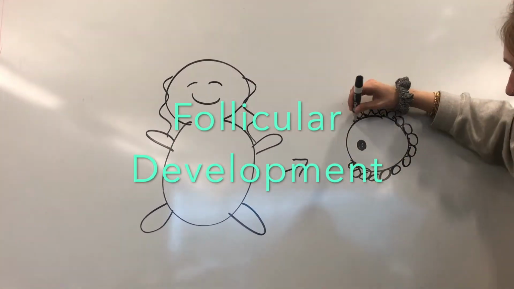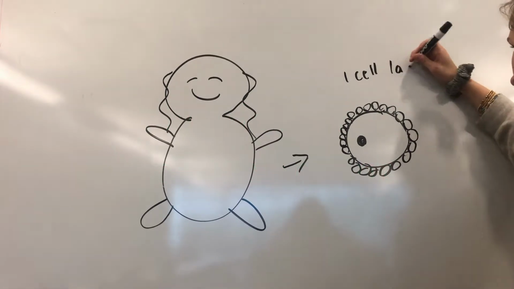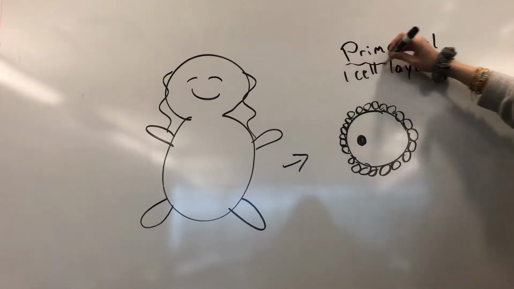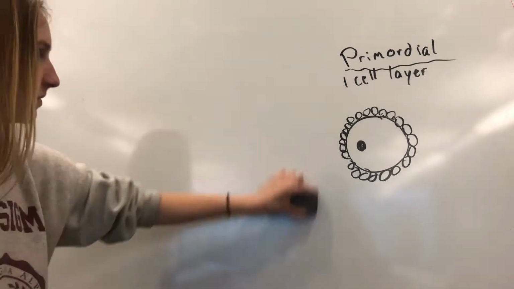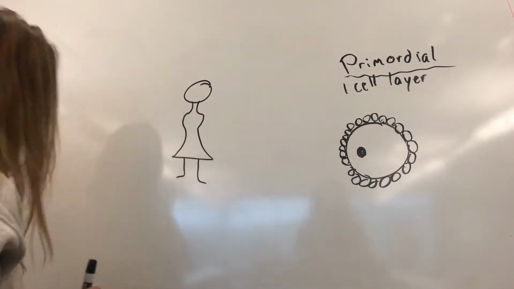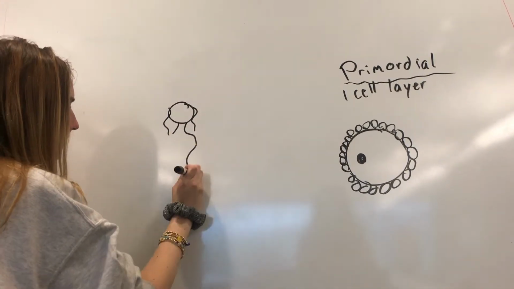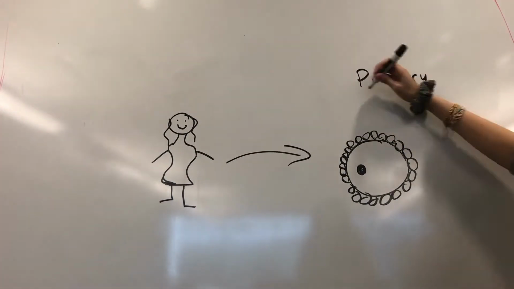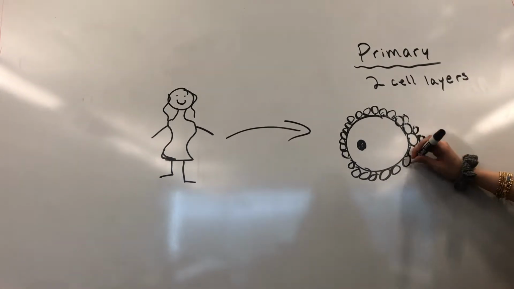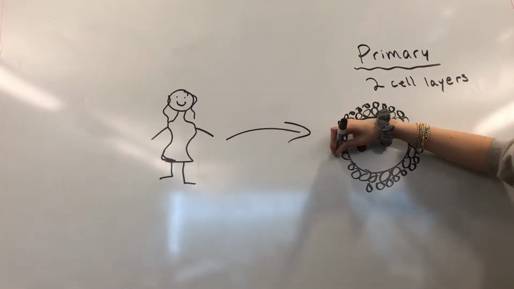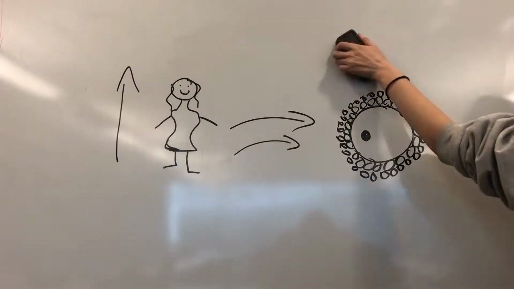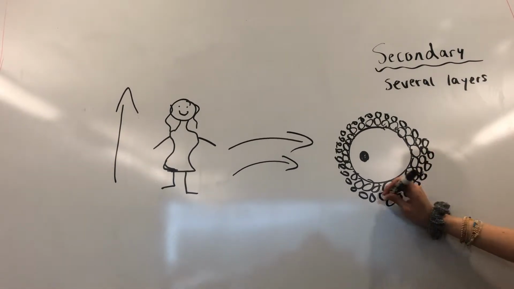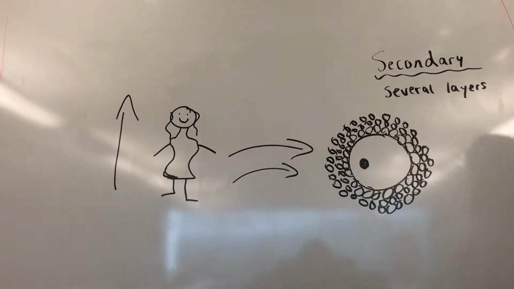Before a baby girl is even brought into this world, she has formed all of her primordial follicles, which house the primary oocytes. Primordial follicles are 1 cell layer thick. These oocytes will stay in the mitotic stage of prophase 1 until puberty. Throughout the girl's childhood, her primordial follicles grow from 1 cell layer thick to 2, called the primary follicle, which still contains the primary oocyte. Primary follicles continue to grow until they are several follicular cell layers thick, known as the secondary follicle. This follicle still contains the primary oocyte arrested in prophase 1.